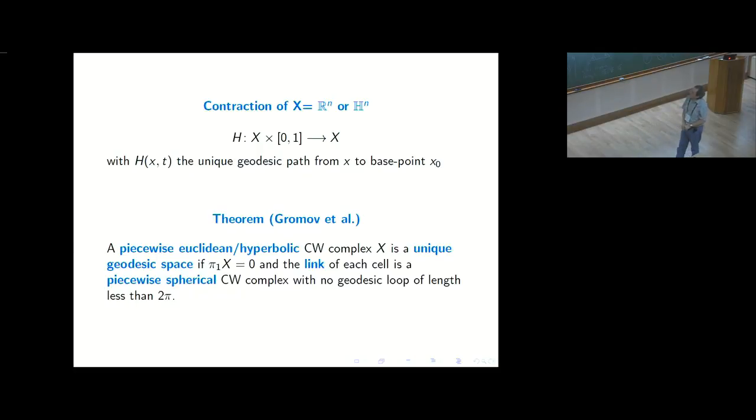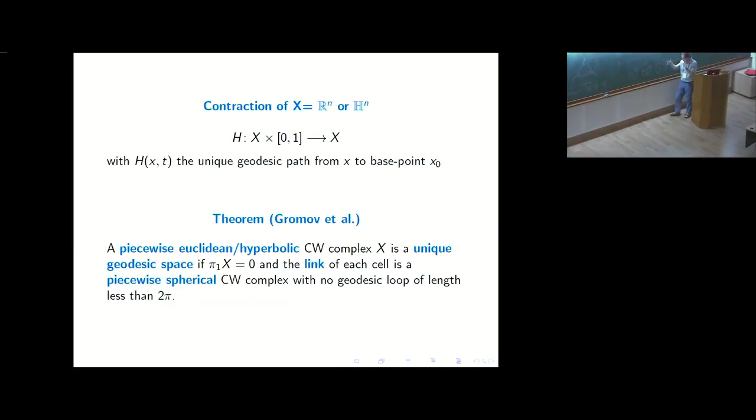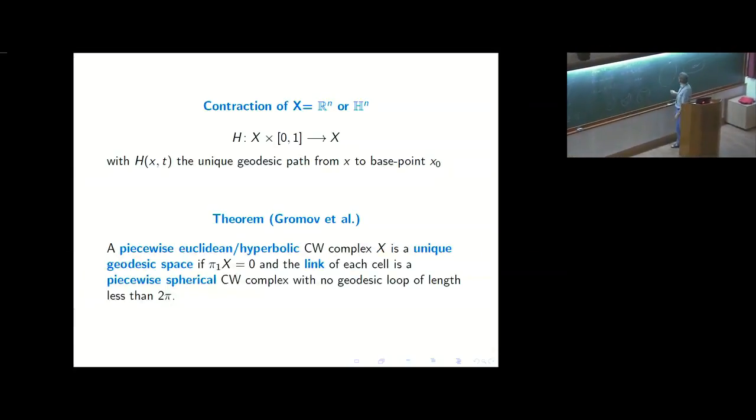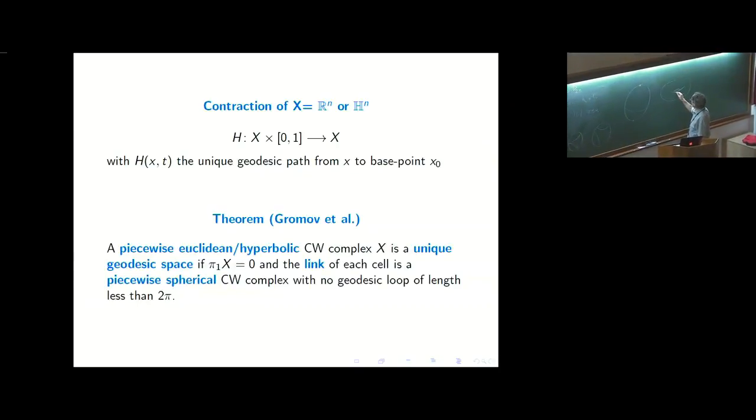And then the theorem, called Gromov's link condition, says that such a space is a unique geodesic space if the fundamental group is 0. I'm going to need the fundamental group to be 0 because the torus always worries me. The curvature of the torus is flat, but it's not a unique geodesic space, because if I take a point there and a point there, there are 2 ways I can draw geodesics. So you can see why you'd have to put something about the fundamental group.